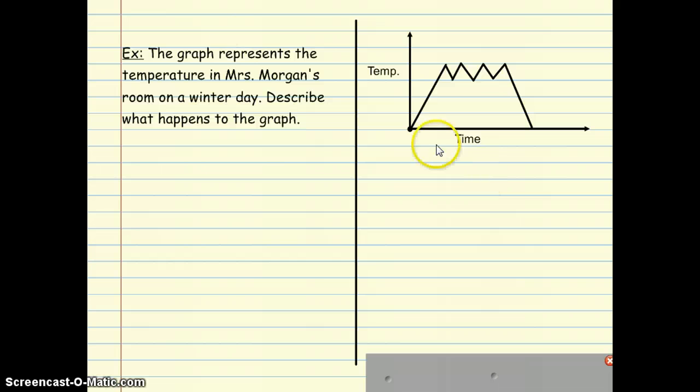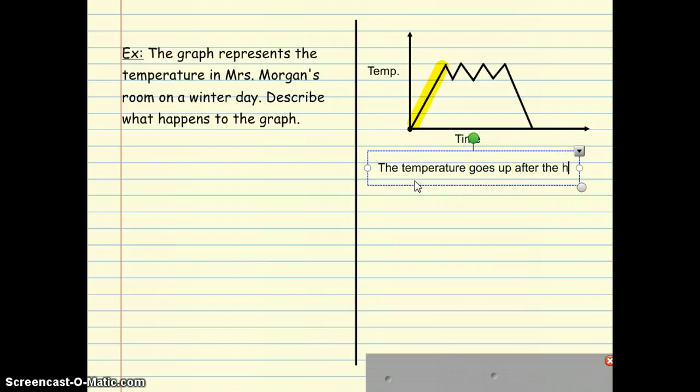Our last example, the graph represents the temperature in Mrs. Morgan's room on a winter day. We're going to describe what happens to the graph. Well, in this first part, the temperature goes up after the heat is turned on.